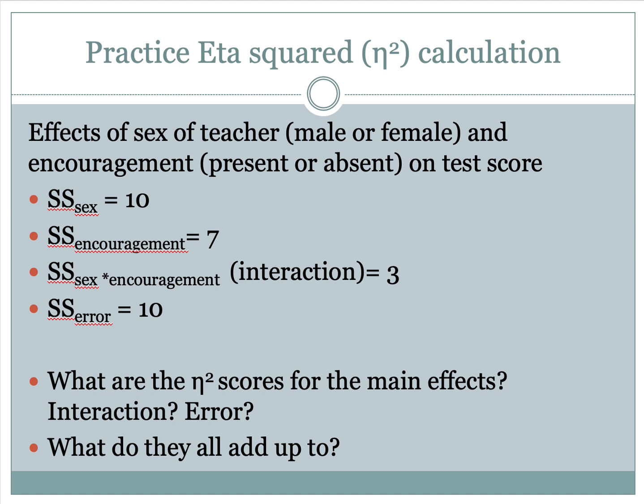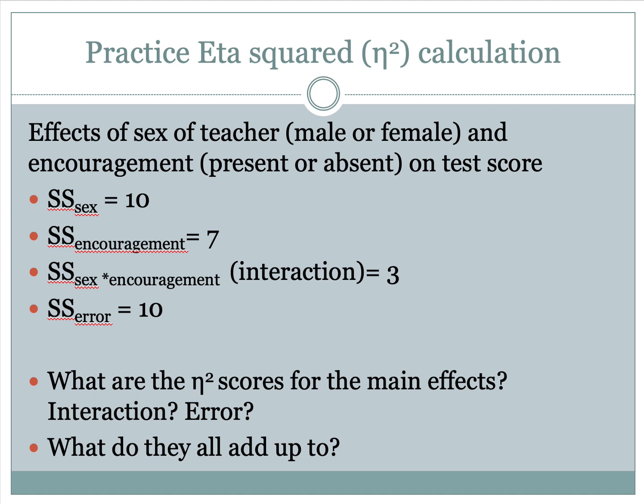So let's do a little practice of that just so you know where these numbers are coming from. Let's say we did a study looking at the effects of the sex of a teacher, being either male or female, and the effect of encouragement, meaning either the teacher provided encouragement to students or just didn't say anything encouraging, and to see how these two things could have an effect on test score. Let's say we found a statistically significant main effect of sex of teacher and a significant main effect of encouragement of teacher and a significant interaction between the two.